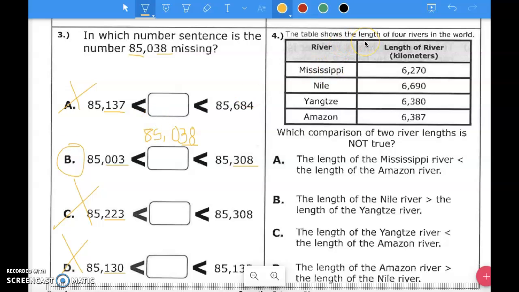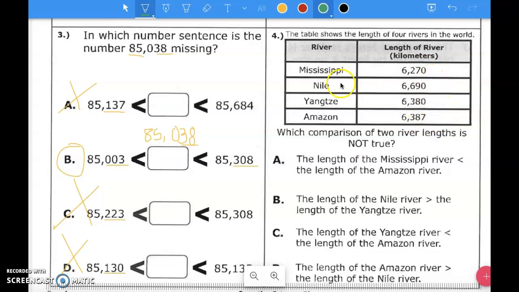The table shows the length of four rivers in the world. I'm not going to skip the table. I'm going to read it. Mississippi, 6,270. Nile, 6,690. Yangtze, 6,380. Amazon, 6,387. And I always need to identify which one is the greatest.